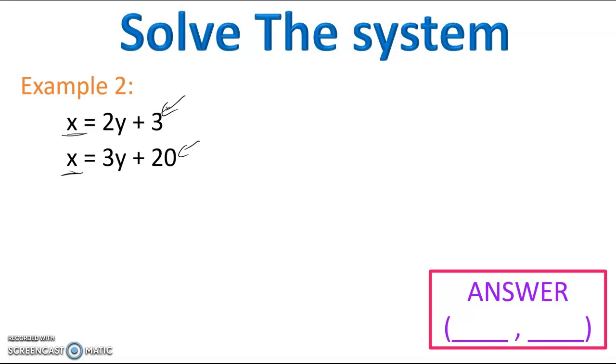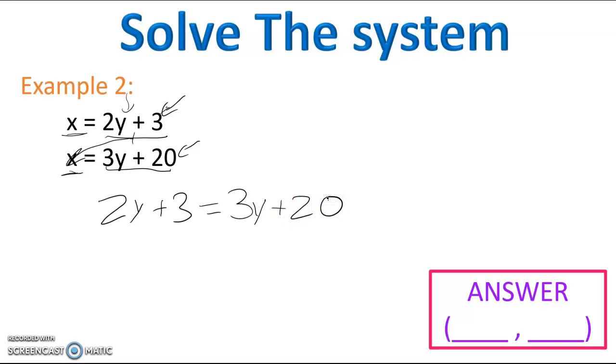Now, because we know that both of these equations are equal to x, we could set them equal to each other, or we could substitute this in for this x right here, because we know that this equation is equal to x. So since both of them are equal to x, they're equal to each other, and I'm just going to set them equal to each other. I'm going to get 2y plus 3 is equal to 3y plus 20.